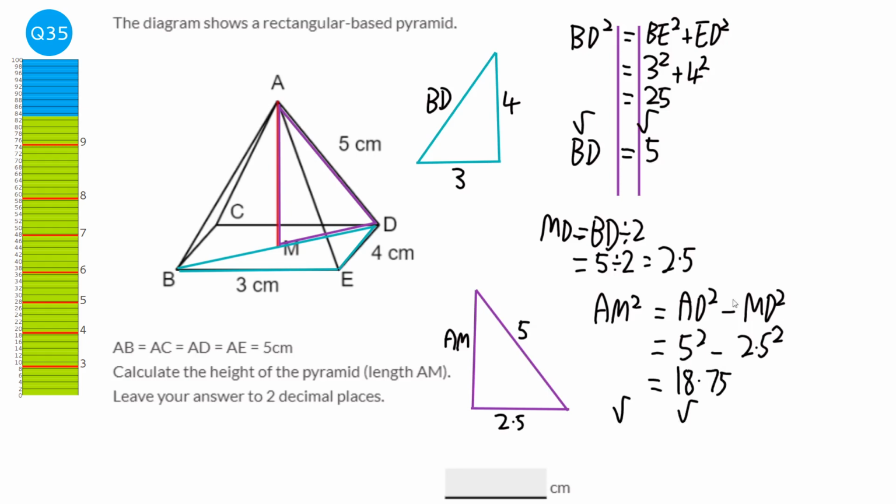I haven't put my tram lines in. Let's get those in as well. Make sure it's all neat and tidy. So we've got AM is equal to 4.330, and because it says 2 decimal places, we want to write down the answer 4.33 centimeters.